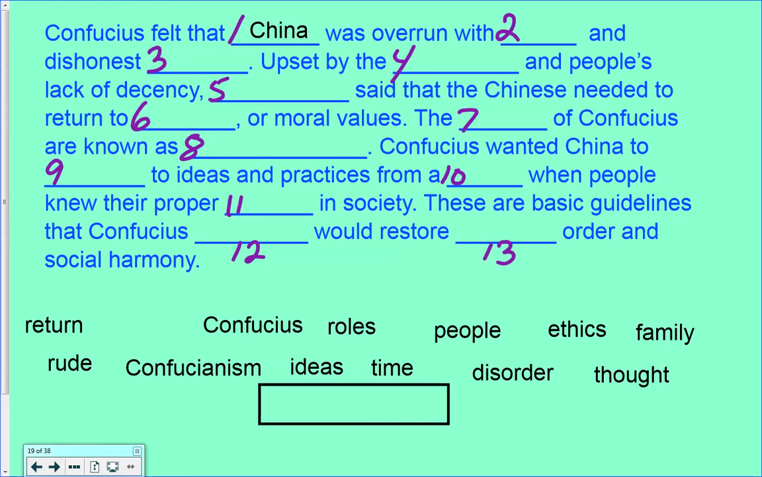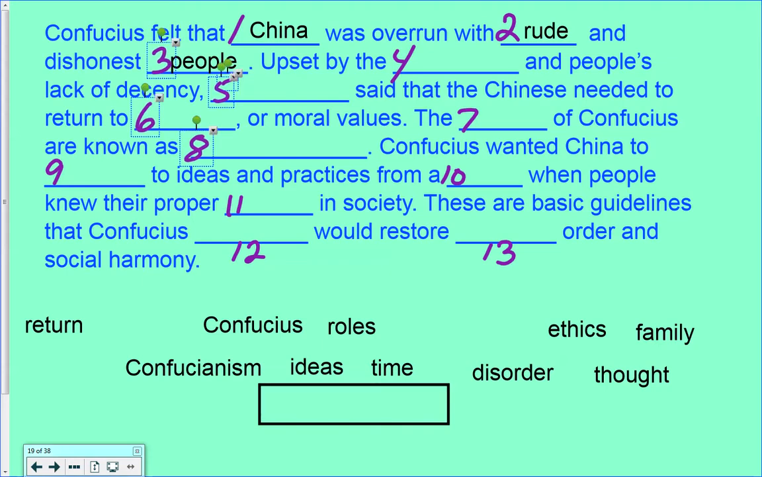Blank and dishonest, well, dishonest what? Probably dishonest people. So they were dishonest. What else were they besides dishonest? They were rude. Rude and dishonest people. Next sentence. Upset by the blank and people's lack of decency, blank said that the Chinese needed to return to blank or moral values. Well, look at number 6 right off the bat.